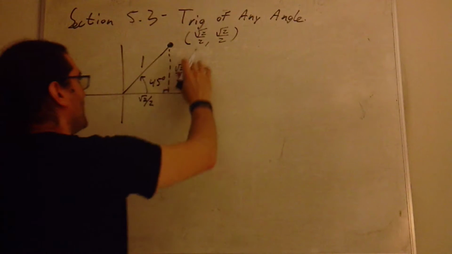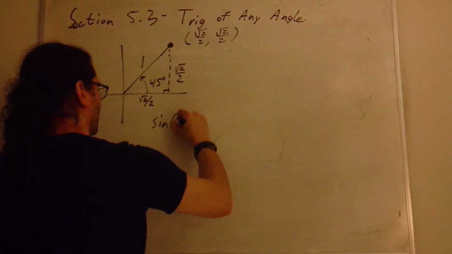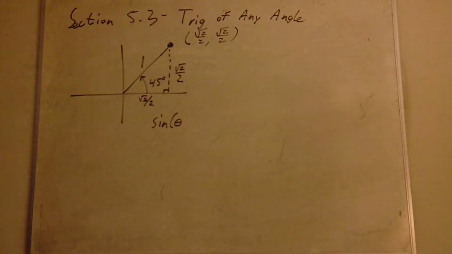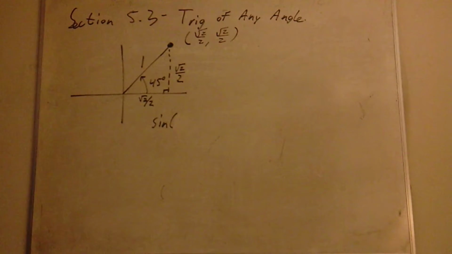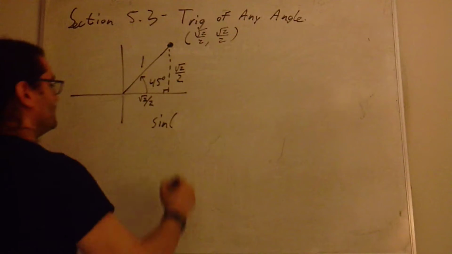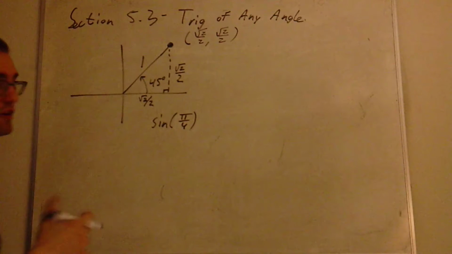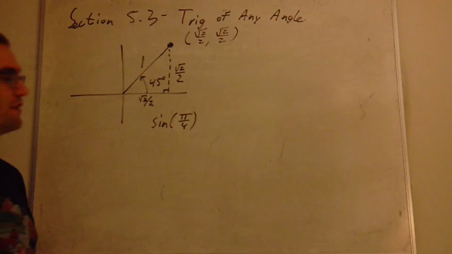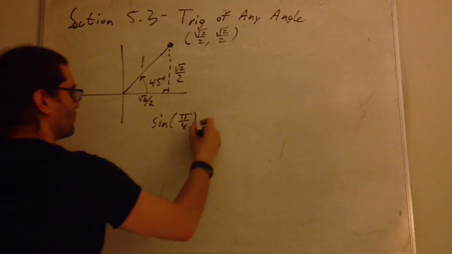So, based on this point, I could ask you for the sine of, not of theta. I don't want theta, I want 45. In fact, I could ask you for this in radians. 45 degrees is pi over 4 radians. We haven't forgotten radians. We just took a break from them in section 5.2. They're coming back. 45 degrees is pi over 4 radians.